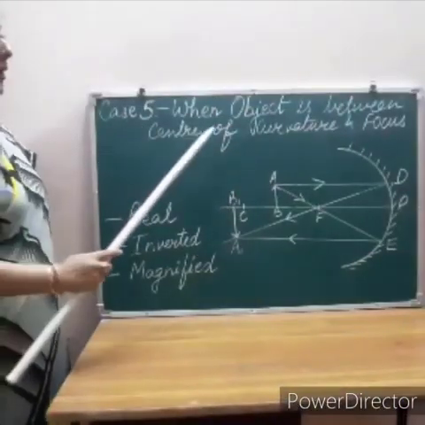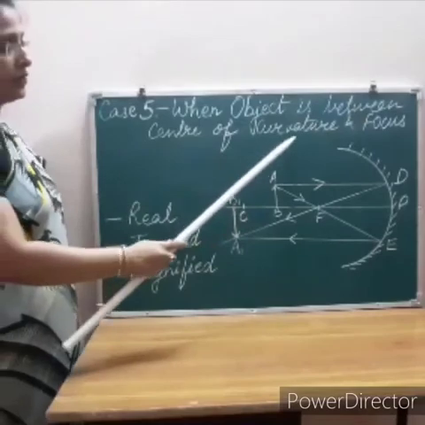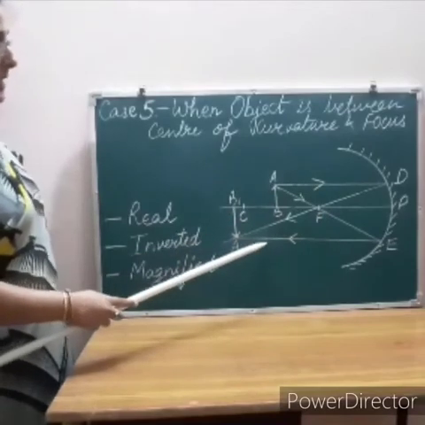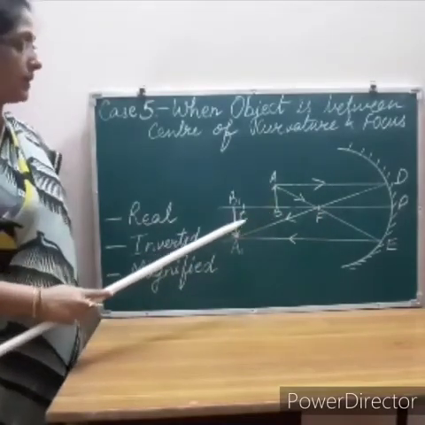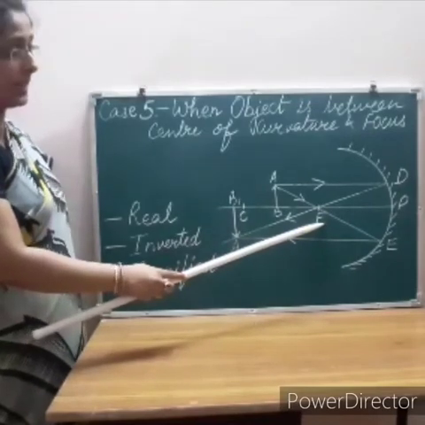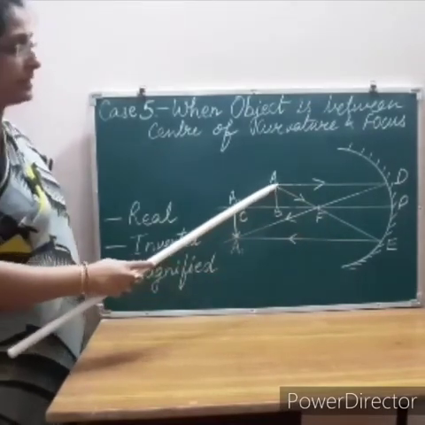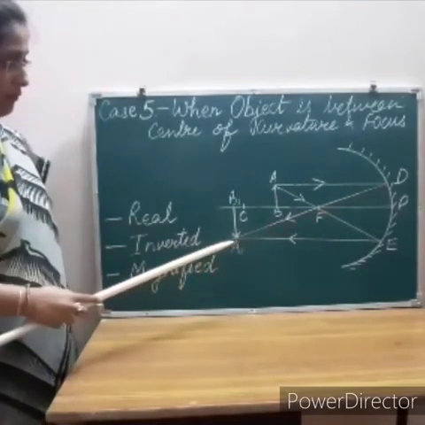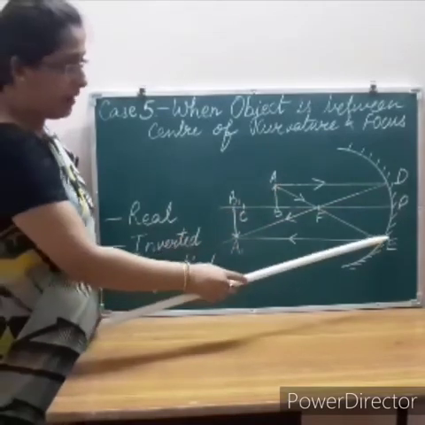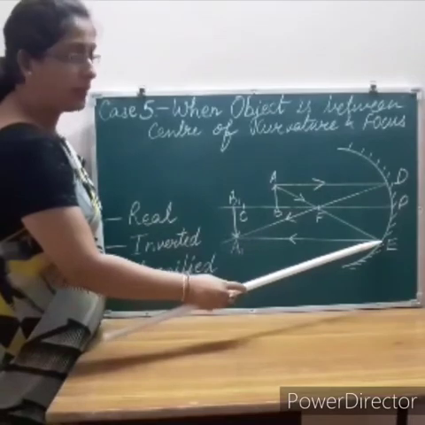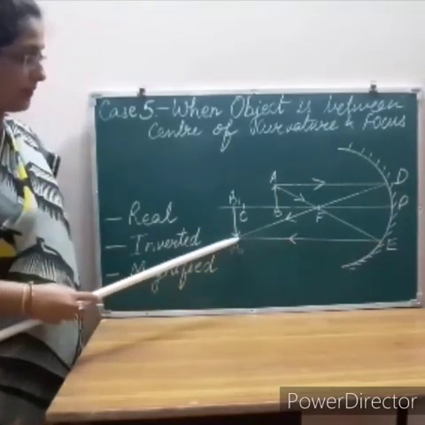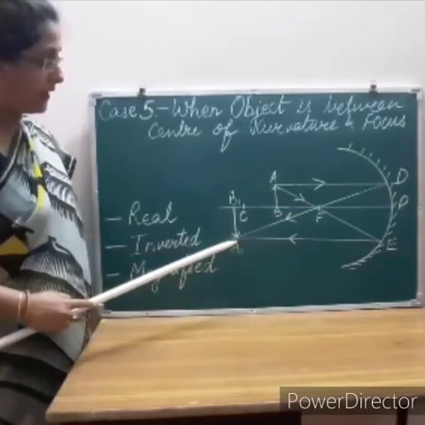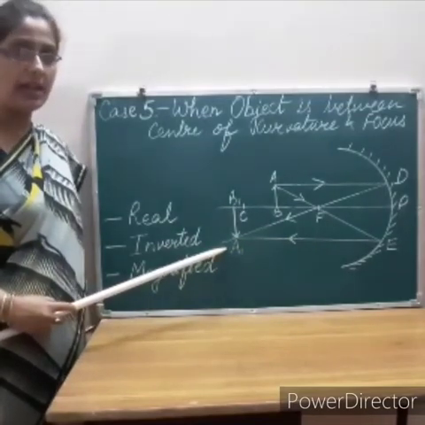Case 5. When the object is between the center of curvature and focus, means the object is between C and F. Look into this diagram. AB is the object kept between the center of curvature and focus. Again, as in the previous case, we're going to take the same rays, that is AD, parallel to the principal axis, which after reflection is going to pass from the focus. Second ray AE, which is again passing from the focus and after reflection will become parallel to the principal axis. These two rays AD and AE after reflection are going to intersect each other at A1.